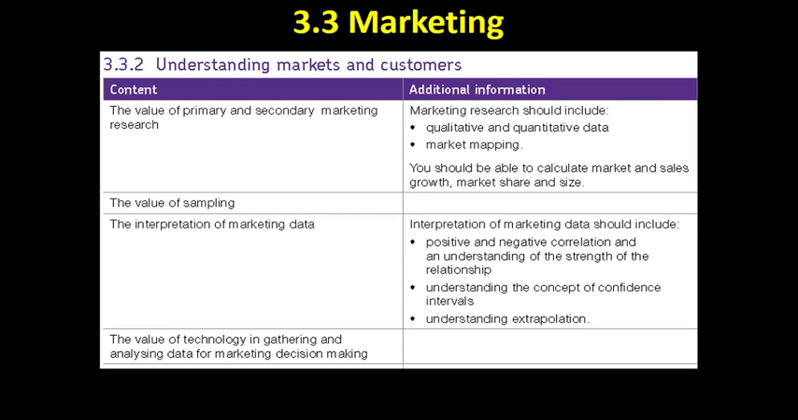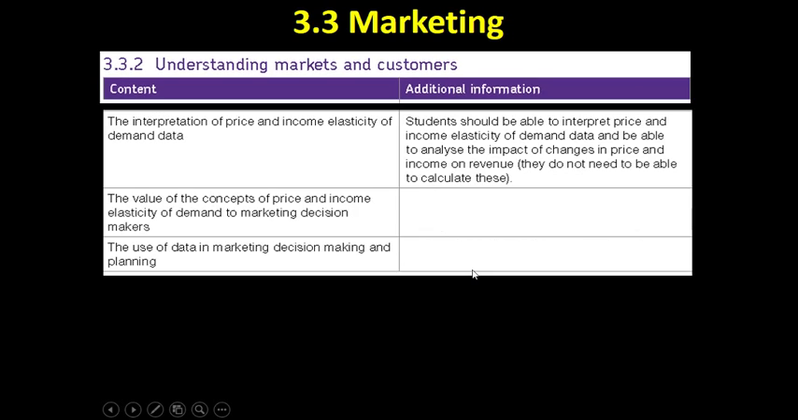This video looks at the use of data in marketing decision making. This is the final video in this section looking at 3.3.2, understanding markets and customers, and there's quite a big section. It's covered primary and secondary data, sampling, interpreting marketing data, price elasticity, demand, etc. Now we're on this final bullet point, bringing all of this section together, looking at how businesses can use the data that they collect to make marketing decisions and do their planning.